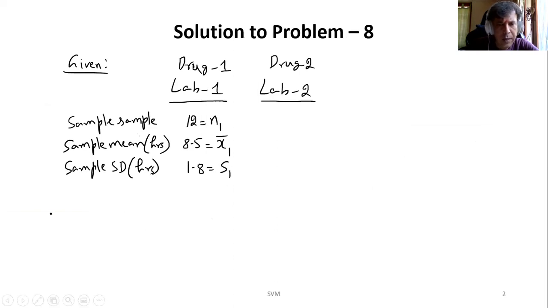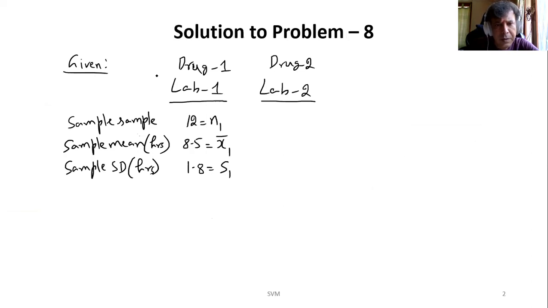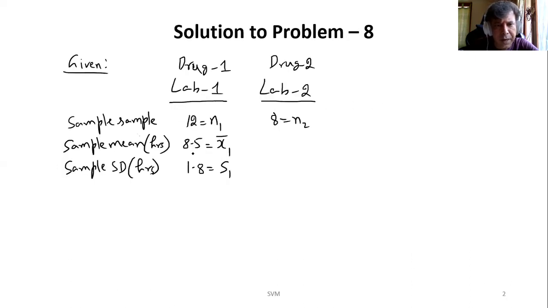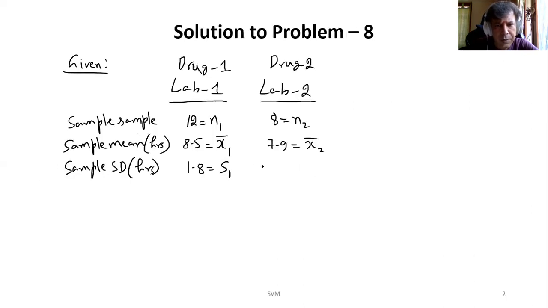So we write s1. Then the second drug was tested on a sample of 8 patients. This is 8, n2, and produced an average of 7.9 hours of relief, with a standard deviation of 2.1 hours, s2.